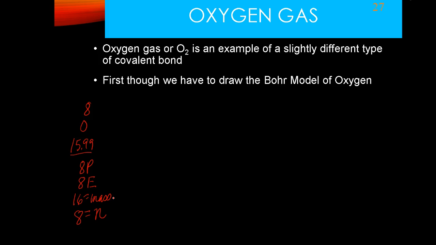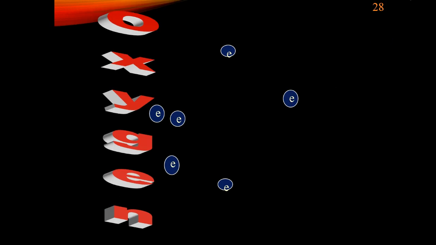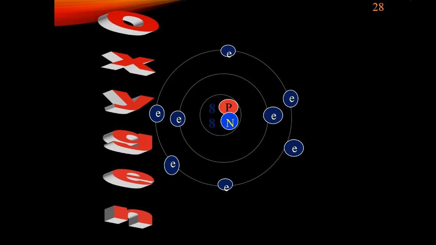So we can draw each one of those. The first shell is going to have 2, then the outer shell is going to have 6. It's going to need to share 2 from somebody else in order to have a total of 8 in the outermost shell. So what does the single oxygen atom look like? Looks something like that: 8 protons, 8 neutrons in the nucleus. Remember, we've got 2 electrons in the first shell, and 1, 2, 3, 4, 5, 6 in the outermost shell.